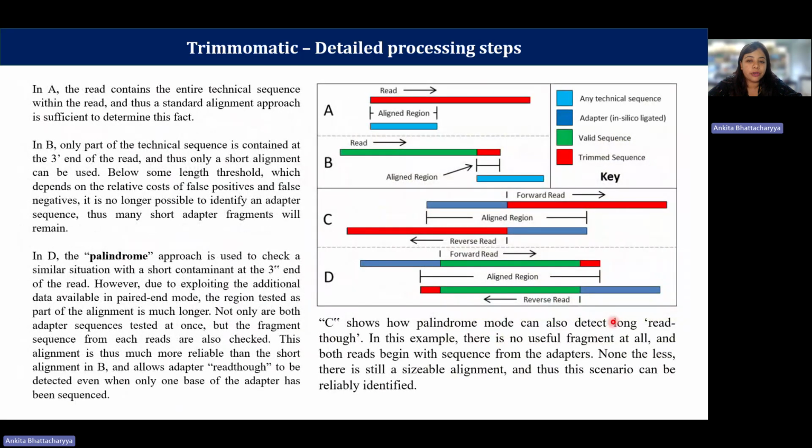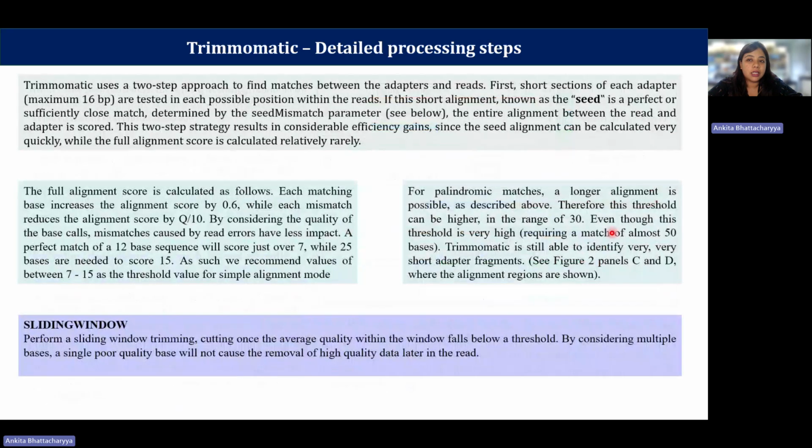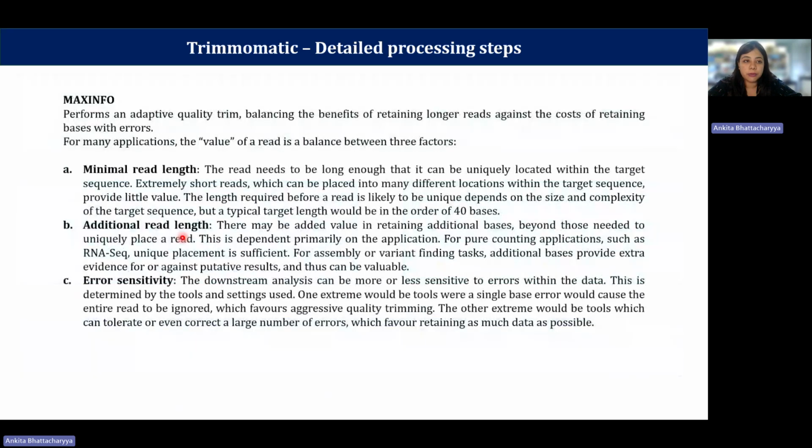The palindrome approach basically checks for two overlapping stretches which have the common contaminant, and then it gets rid of that. Then it uses a seed, which is for a perfect or sufficiently close match, and then it gives us an alignment score. And it takes a sliding window. It slides a window and calculates the average quality, and if the quality score does not meet a certain threshold, then it trims right at that position. So that's pretty much how it works.